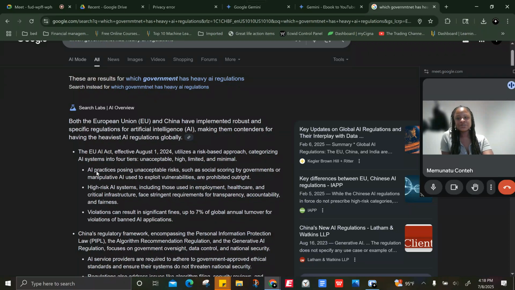Because look at these regulations. AI practices that pose unacceptable risks, such as social scoring by governments or manipulative AI use to exploit vulnerabilities, are prohibited outright. High-risk AI systems, including those used in employment, healthcare, and critical infrastructure, face stringent requirements for transparency, accountability, and fairness, and violations can result in significant fines of up to 7% of global annual turnover for violations of banned AI applications. I am here for that.